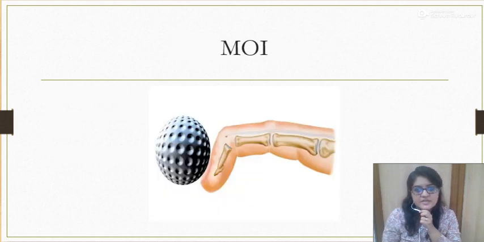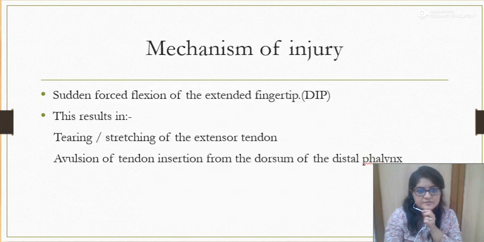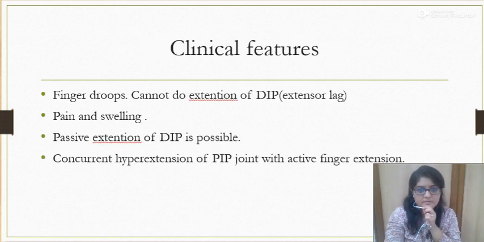Mechanism of injury, as you can see, the baseball is hitting the DIP joint. So the DIP joint is going in forced flexion position, and so this is the mechanism of injury. There is a sudden forced flexion at the extended fingertip, that is at the DIP joint, which is in extension, and this results in tearing or stretching of the extensor tendon, and it can also happen that there is avulsion of the tendon insertion from the dorsum of the distal phalanx. In some cases, if the force is very severe, then this avulsion will happen.